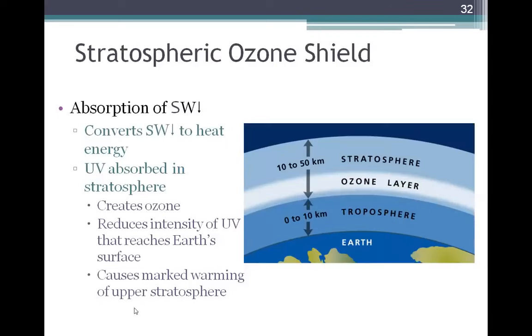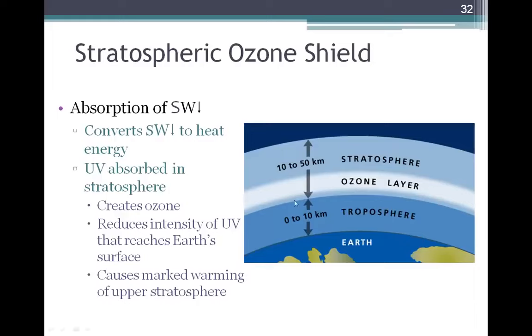So we talked a little bit about the ozone layer in a previous chapter, and remember it's located up in the stratosphere. So we have the troposphere closest to the Earth that goes up to about 10-12 kilometers, and then the stratosphere begins, and the ozone layer is in the lower part of the stratosphere.